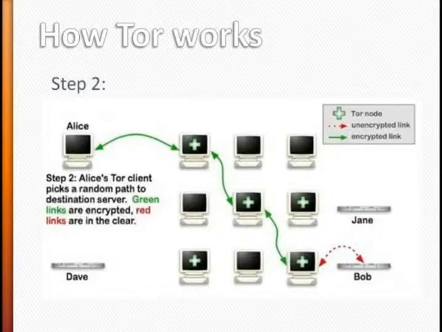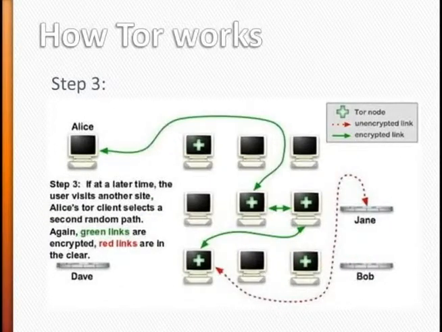For efficiency, the TOR software uses the same circuit for connections that happen within the same 10 minutes or so. Later requests are given a new circuit to keep people from linking your early actions to the new ones. And finally, if at a later time the user visits another site, the TOR client selects a second random path.